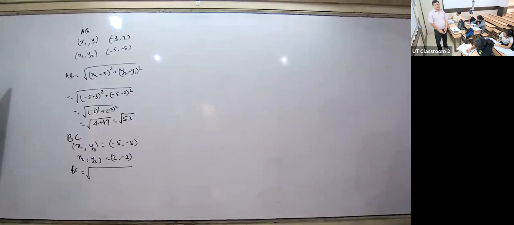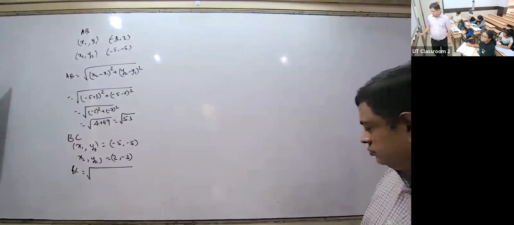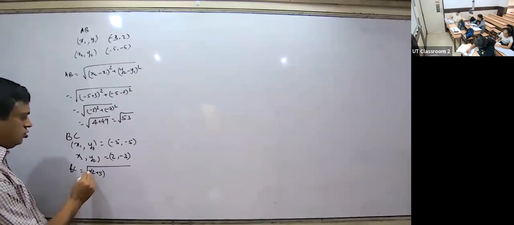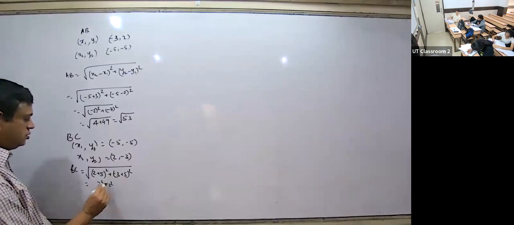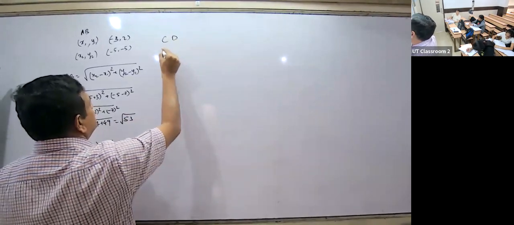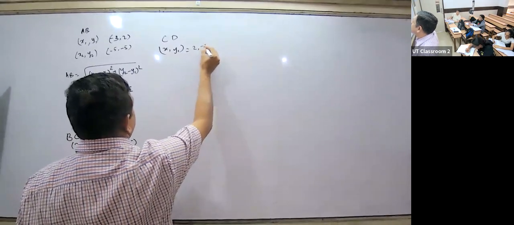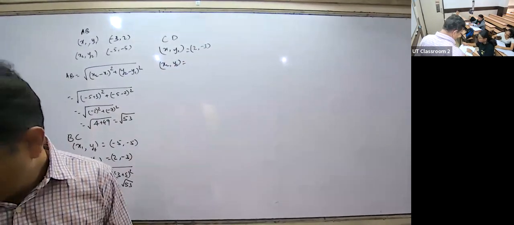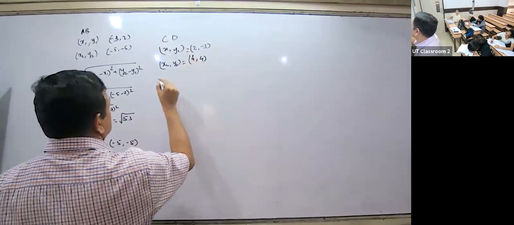Now after that CD, then AD. Formula once again: 2 minus minus 5, 2 plus 5 whole square plus minus 3 plus 5 whole square. Same thing, it is coming 7 square plus 2 square, root 53. Then for CD, x1, y1 is C. C is what? 2 comma minus 3. And x2, y2 is D. So find out CD. Once you find CD, then AD.